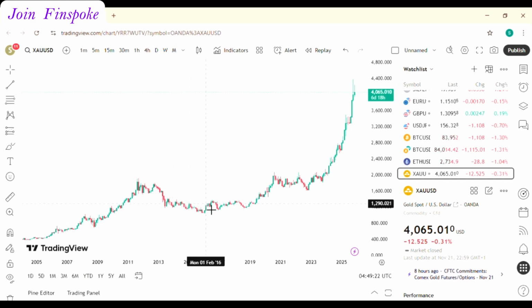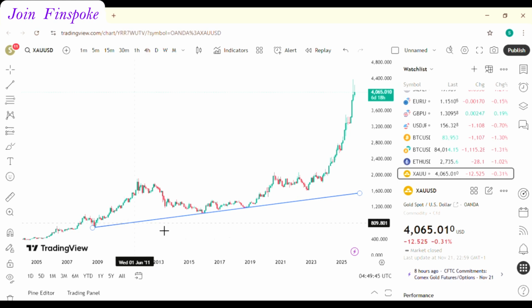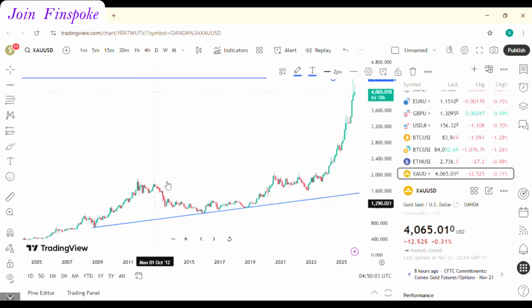The first thing to look for is the current trend. The second thing to look for is the key zones. Judging from this, you can see that gold is in an uptrend. So the next thing is putting the key zones.